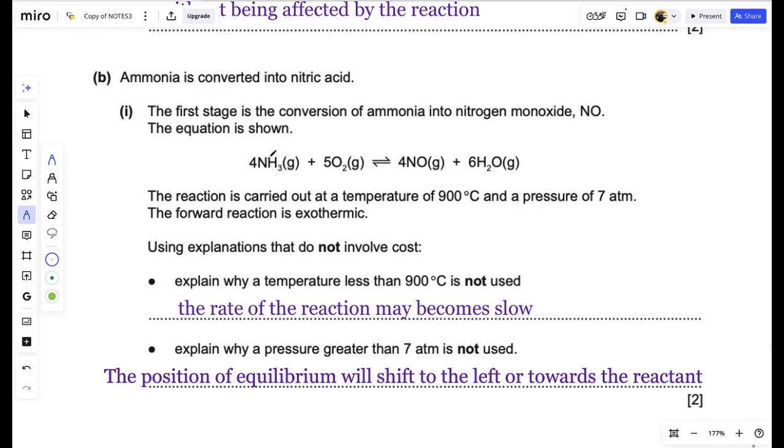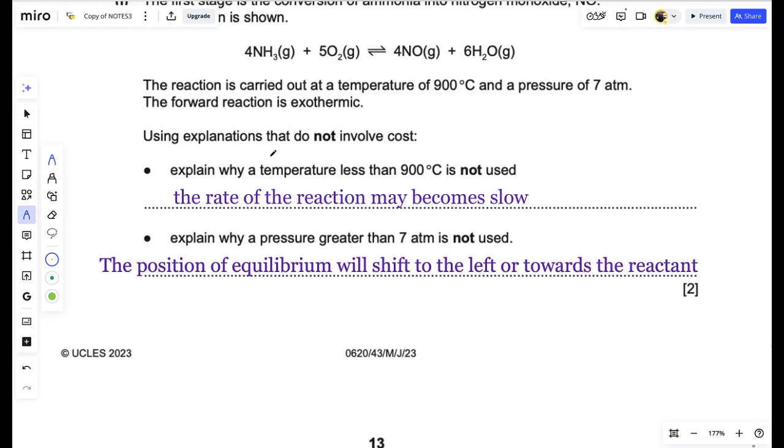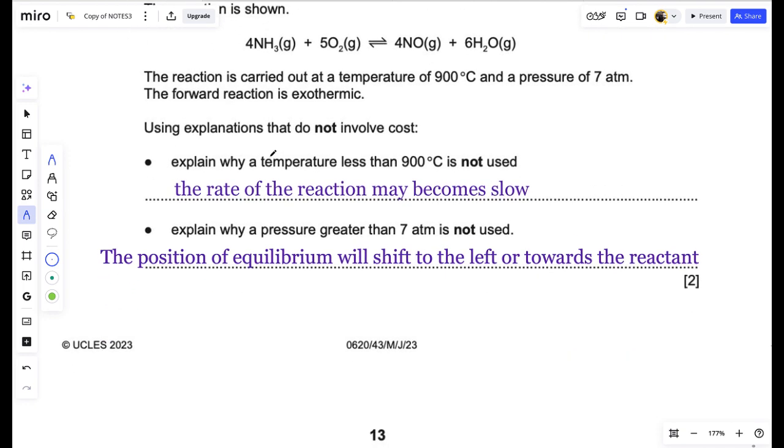Explain why a temperature less than 900 is not used. The rate of the reaction may become slow if you use any temperature below 900, so you will not have a faster rate of reaction and the quick production of the gas you are looking for. That's number one. Then it says explain why a pressure greater than 7 is not used.